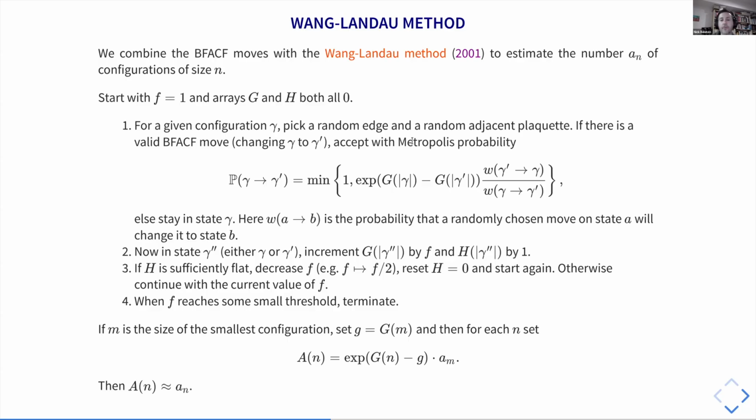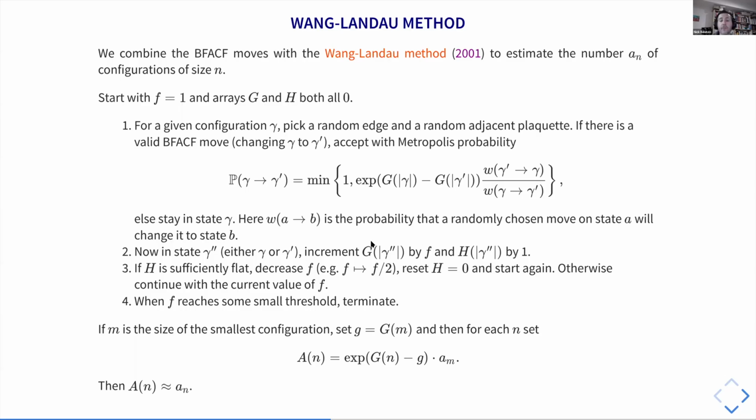So this is just sort of a Metropolis type probability. And so I compute this thing and I accept it with this given probability. So either I accept it or I reject it. And suppose now I'm in state gamma double prime, which could be either gamma prime if I accepted the move or gamma if I rejected the move. Either way, I'm in some new state.